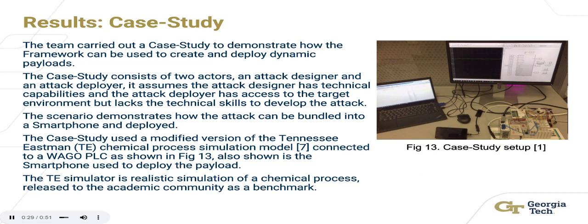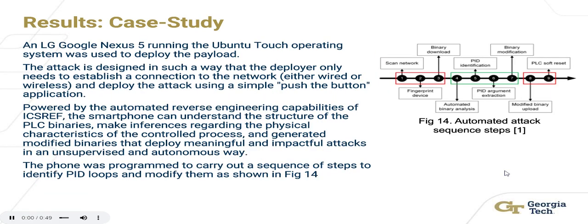The case study used a modified version of the Tennessee Eastman chemical process simulation model connected to a Wago PLC as shown in figure 13. Also shown in this is the smartphone used to deploy the payload. The TE simulator is a realistic simulation of a chemical process released to the academic community as a benchmark. An LG Google Nexus 5 running the Ubuntu Touch operating system was used to deploy the payload.